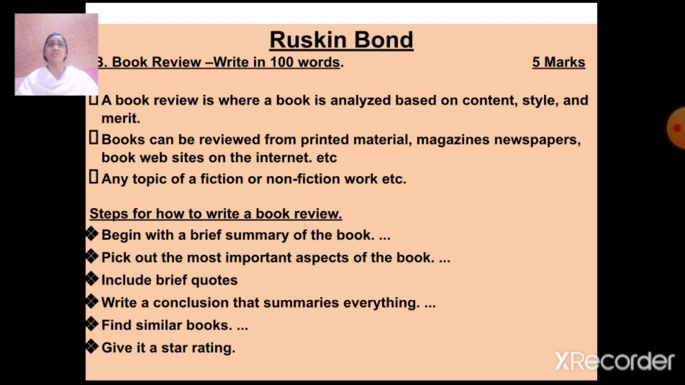Then, the steps for how to write a book review. You need to begin with a brief summary of the book. Then, pick out the most important aspects of the book. Then, you can include brief quotes. Then, write a conclusion that summarizes everything. Then, find similar books. For example, you can name some books which have similar formats. Then the last is you have to give a star rating to the book which you have reviewed according to your desire.